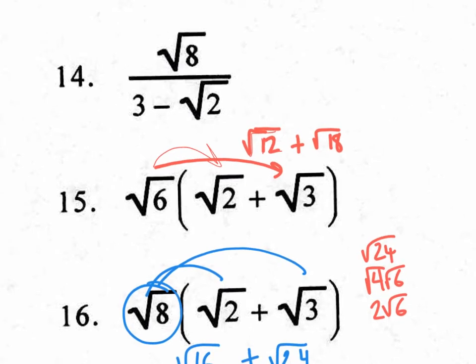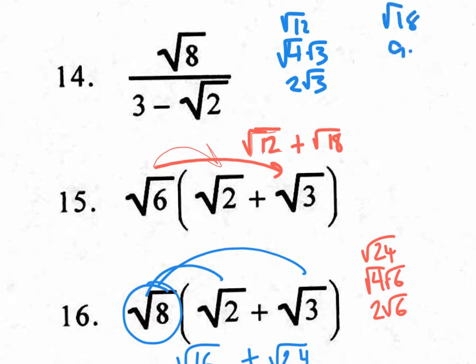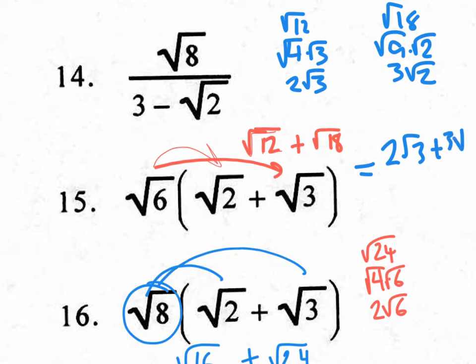So what I want to do is right here on the side, I want to do the square root of 12, which becomes 4 times 3, which when you split becomes 2 square root of 3. And I'm also going to do the square root of 18, which becomes 9 times 2. And when you split it, you'll get 3 square root of 2. And that technically is your answer for number 15. 2 square root of 3 plus 3 square roots of 2. Because you cannot combine those.